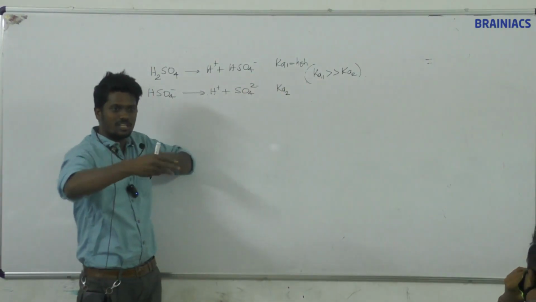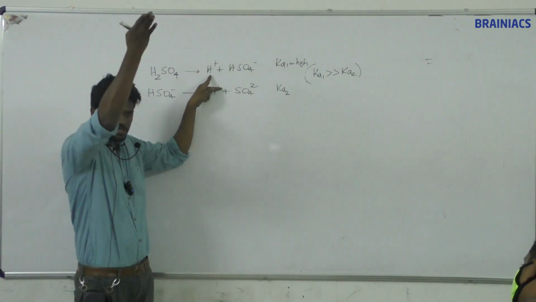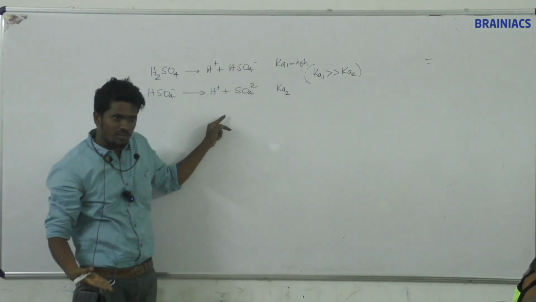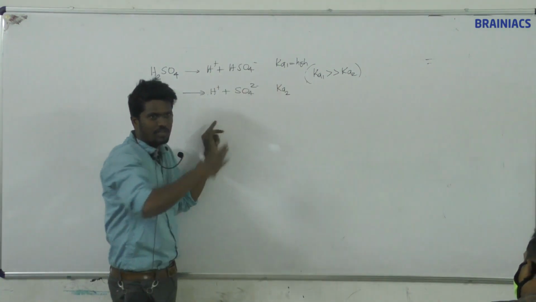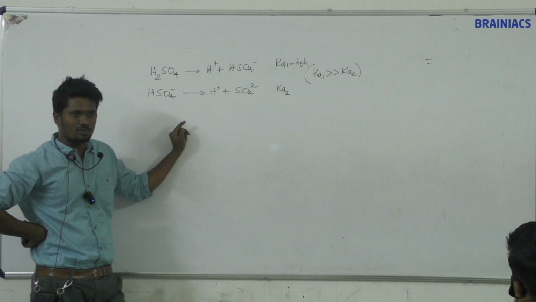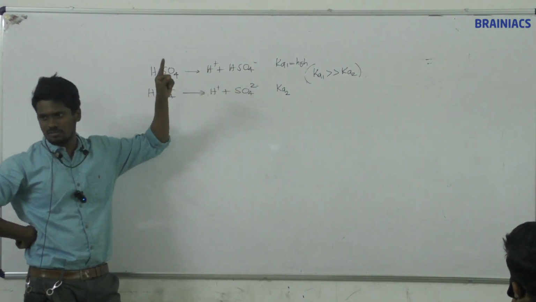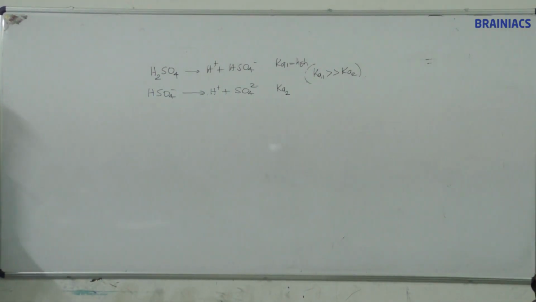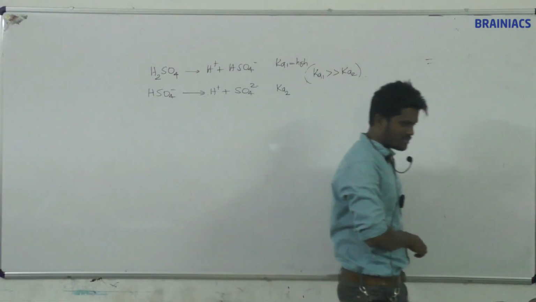It dissociates to give H plus. So as the dissociation constant increases, the acidic nature increases. H2SO4 is highly acidic, so its dissociation constant value is very high. So why is H2SO4 strongly acidic in nature? Because it has a high dissociation constant. It ionizes in 2 steps.